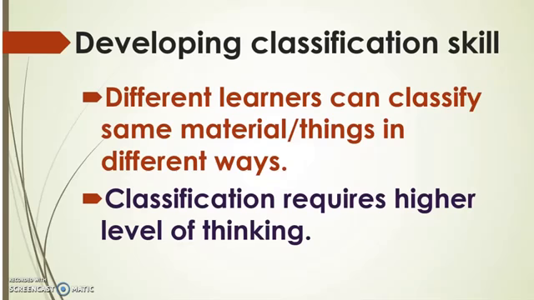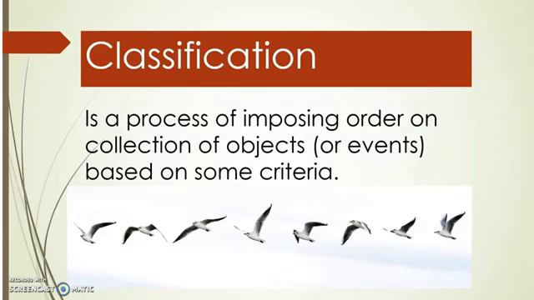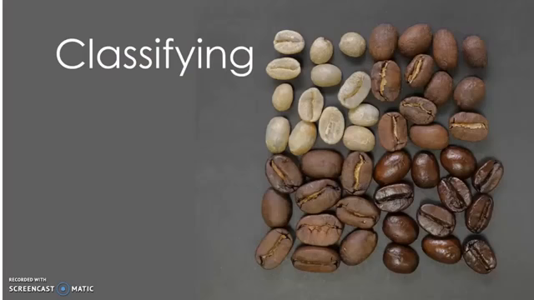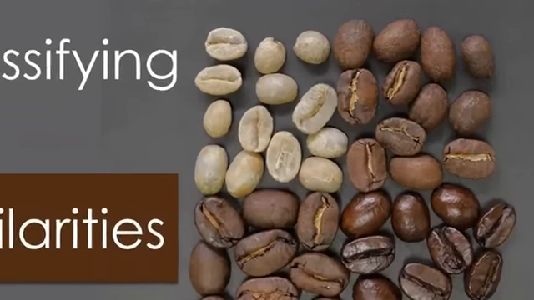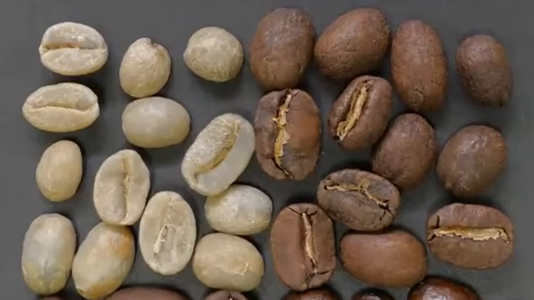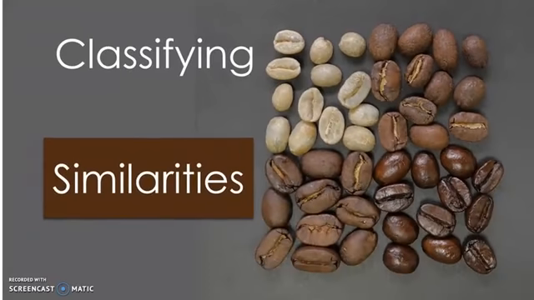Let us see how classification takes place. Classification is a process of imposing order on a collection of objects or events based on some criteria. Let us see what these criteria may be. The first criterion of classification may be similarities, as you can see in the picture. A child has classified the beans on the basis of similarity in their color. So he or she can classify things into different categories on the basis of similarities observed in a particular material.